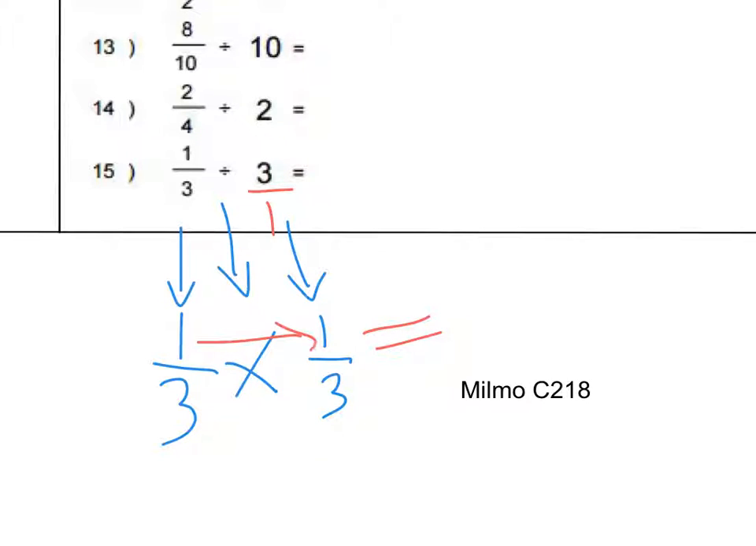Multiply the numerator. Okay, 1 times 1 is what? 1. Okay, what's the next step? The denominator. 3 times 3 is 9. 9, okay. What's the last step? Simplify and rewrite. Can we simplify or rewrite this anyway? No. So we're done, right? Okay. Do you guys need me to do another problem or are we good? Good. Okay.